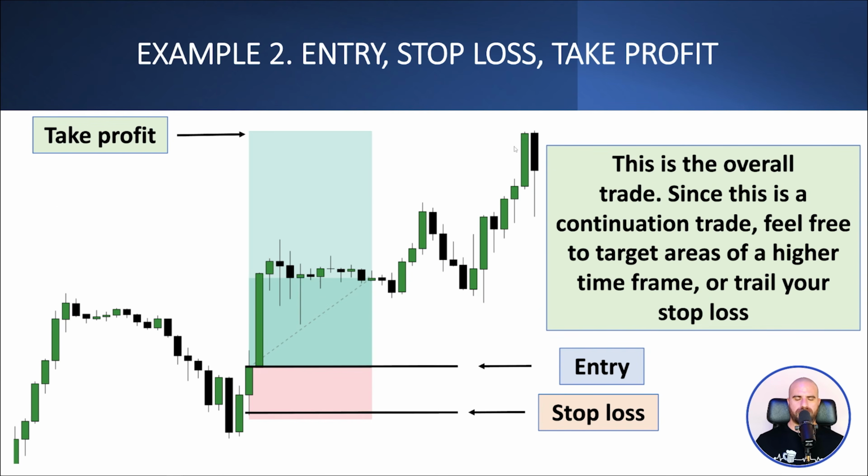Now, this is exactly how it would look like. You would be entering exactly right here. Your stop loss would be again a little bit below candlestick number 2. And for take profit, feel free to target whatever you want. If you have some areas of liquidity on your left, go ahead and target those. But on this occasion we didn't have anything immediately to the left, so you can let your trade run or even trail the stop loss for the last part of it, let's say the last 30% of it.